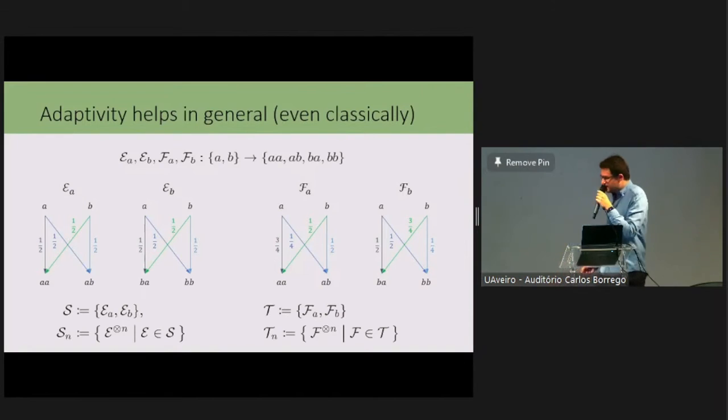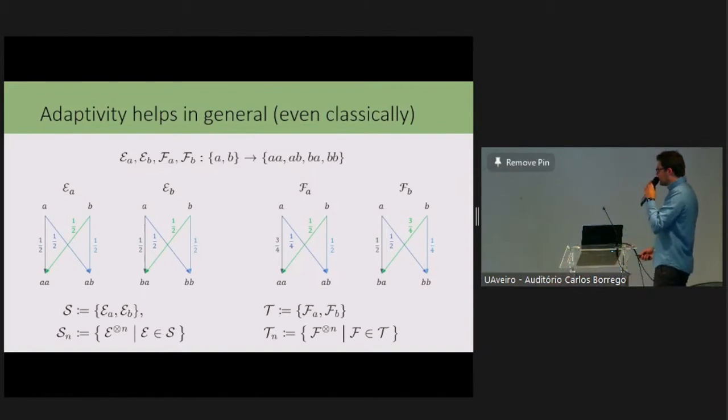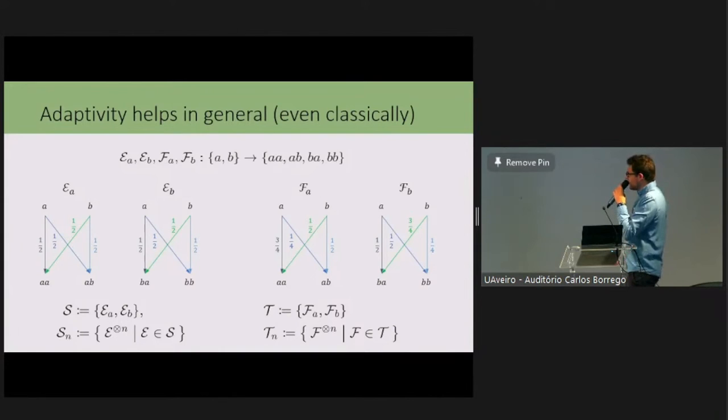And your problem then you set up like this. You set S and T, which contain these two channels, and I want to look at the setting where I get the same channel every single time. So my composite problem looks like that. I don't know which channel I'm going to get from the set, but in every single copy I get, it's going to be the same.